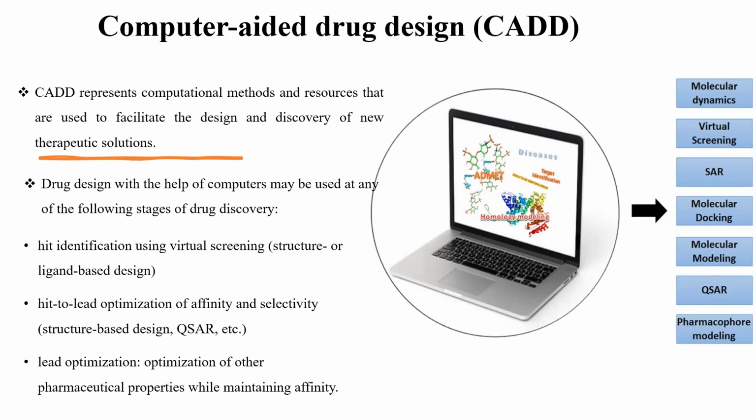If you have thousands of drug compounds, you can use a computer to say which of these thousands of compounds is likely to cure COVID, for example. You get my concept?